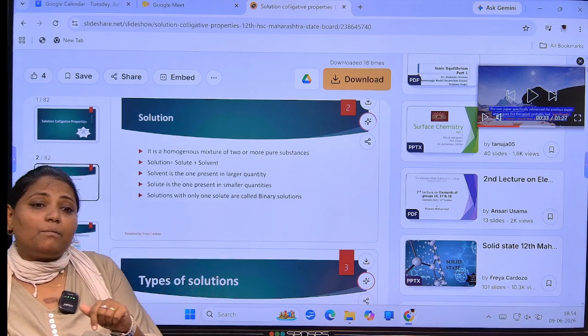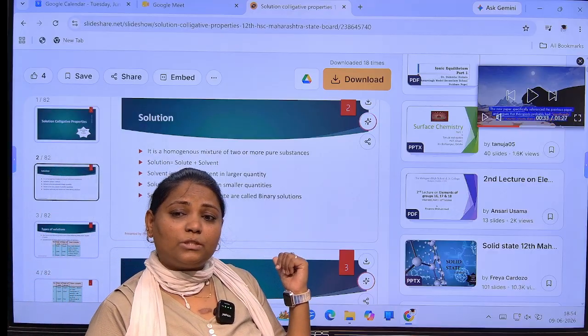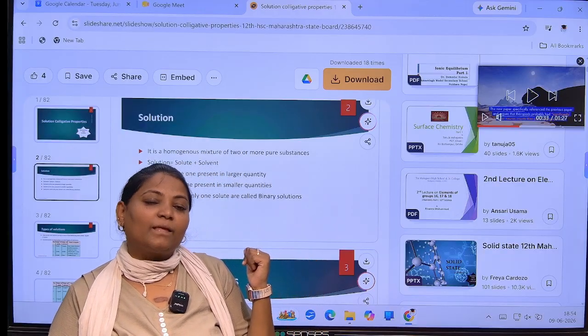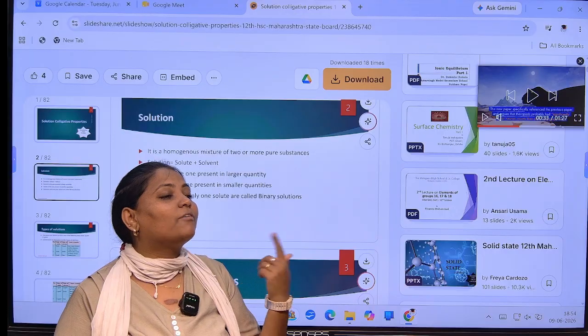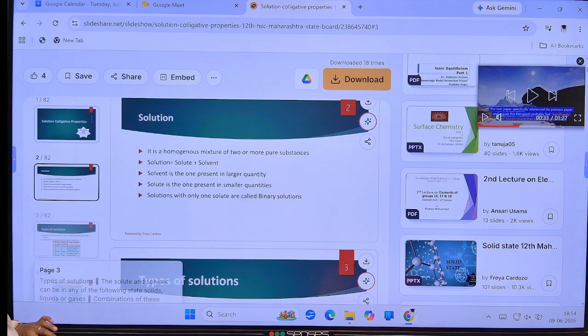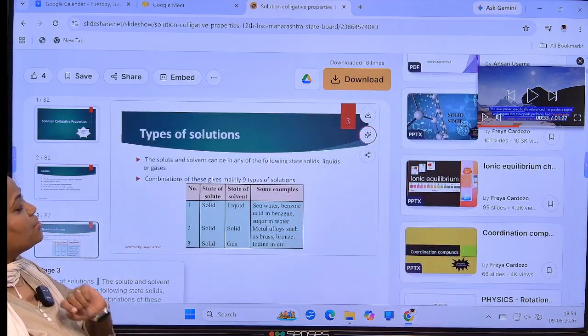Now you tell me, can lemon juice be a binary solution? Why? Very good, because we are using more than one solute in it. Chalo, the next slide. It is types of solutions.